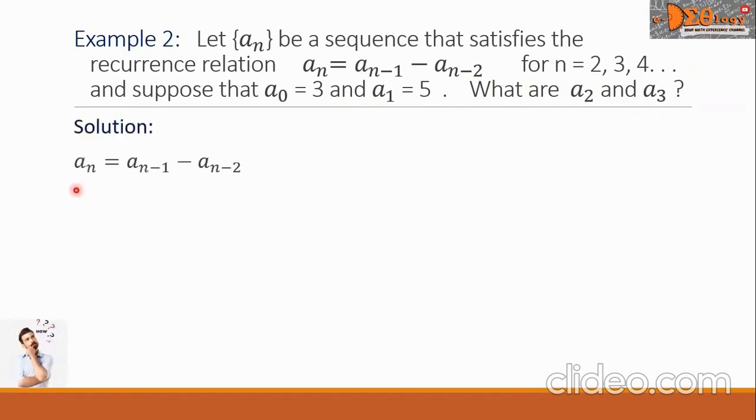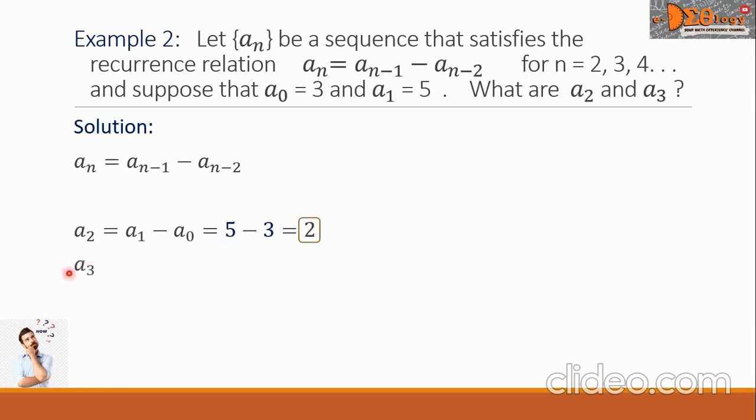Let us write our relation down here. Then let us start solving for a sub 2. In here, our n value is 2. So the formula becomes a sub 1 minus a sub 0. In our problem here, given the values for a sub 1 as 5 and a sub 0 as 3, we substitute the corresponding values in our equation. So we have now 5 minus 3, and the difference is 2. This is the value of a sub 2.